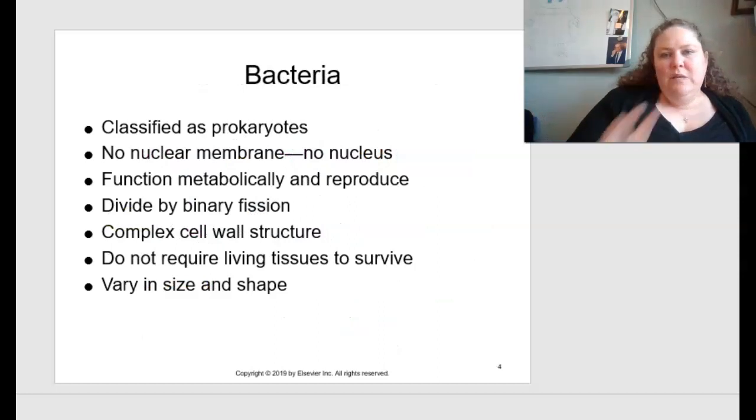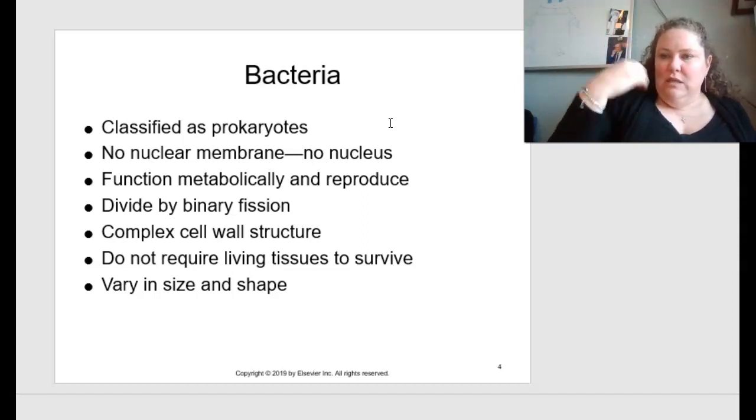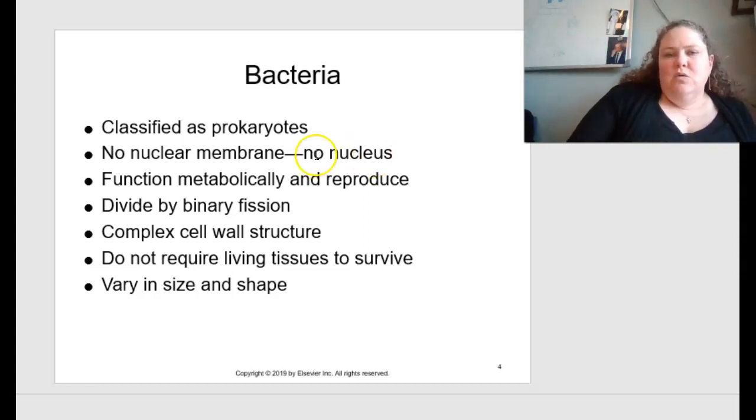So when we're talking specifically about bacteria, these are classified as prokaryotic cells. Prokaryotes mean that they're like pro or before eukaryotic cells. So they're the simple cells. And so because of that, they have no nuclear membrane. Therefore, they have no nucleus. So all of their genetic information, their cellular information just kind of floats freely around in the cell itself, whereas we have eukaryotic cells, where DNA and that stuff is contained within a nucleus. But the prokaryotic cells, those are like the primordial or the more simple cells, and so they don't have that organizational level. They function metabolically and they are able to reproduce.